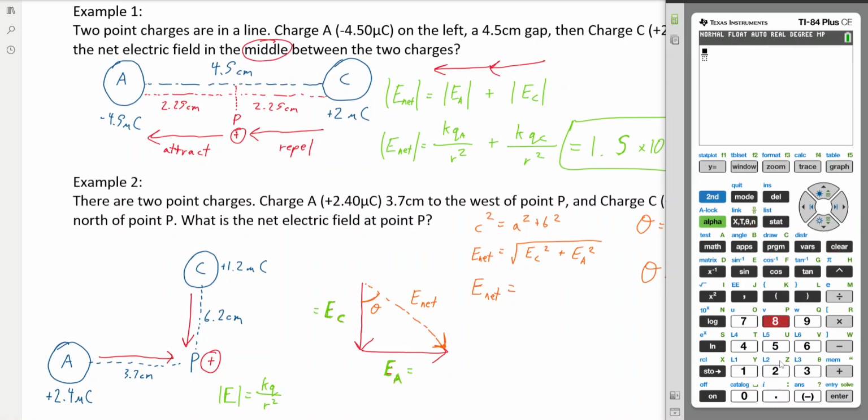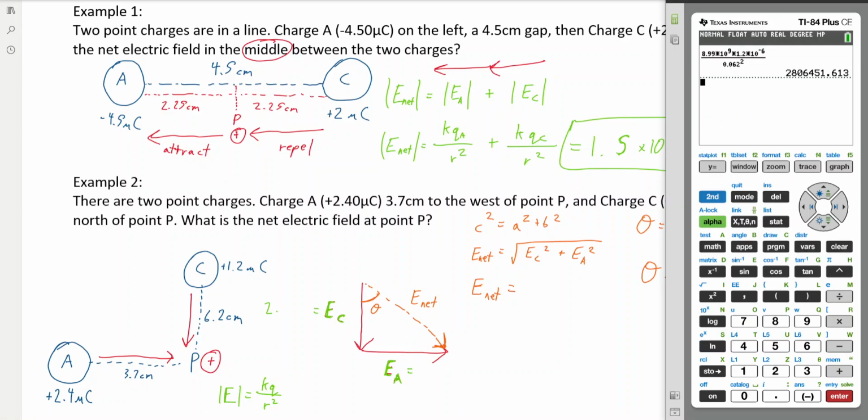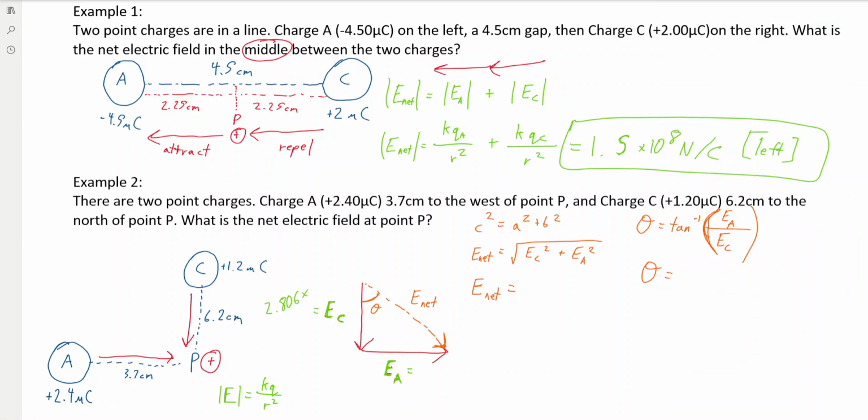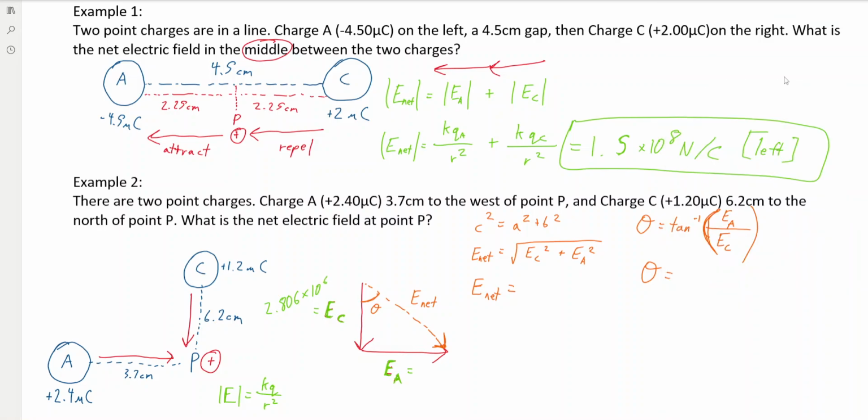So it's going to be 8.99 times 10 to the exponent 9 times, let's do C first, so 1.2 times 10 to the exponent negative 6, over the distance 0.062 squared. So this is going to be 2.806 times 10 to the exponent 6. And this is newtons per coulomb.